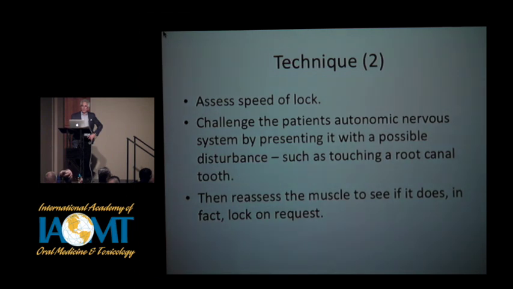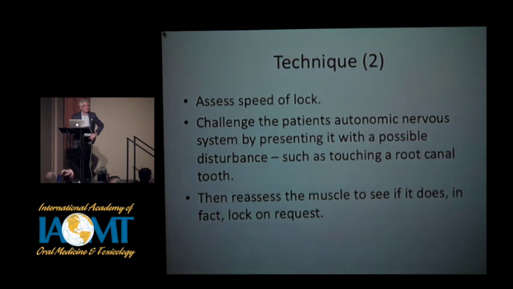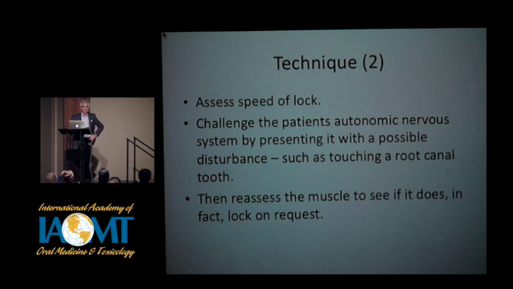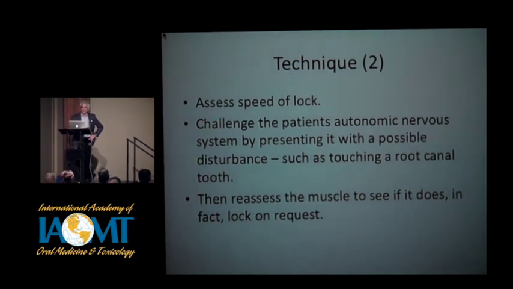The technique: assess the speed of how fast it locks, and then challenge the patient's autonomic nervous system by presenting it with a possible disturbance, such as touching a root canal, or touching an empty socket where there might be sitting a hidden cavitation, or touching a tooth that I just think might be there. And then reassess the muscle to see if it does weaken or if it locks. This is how I do it.